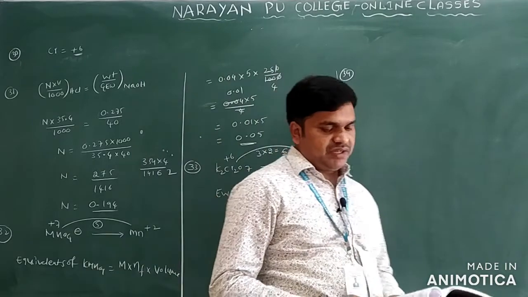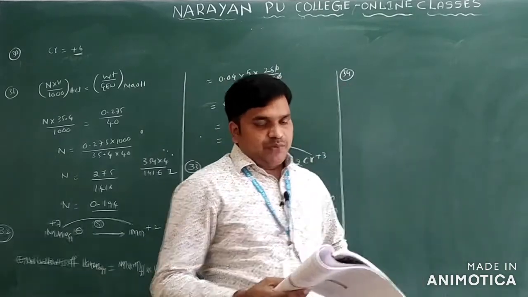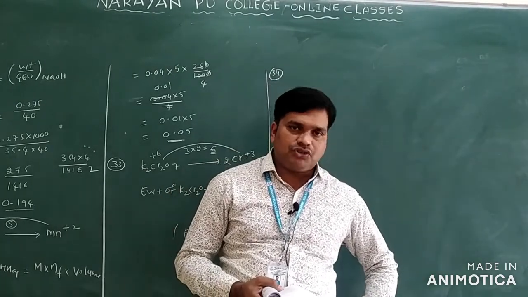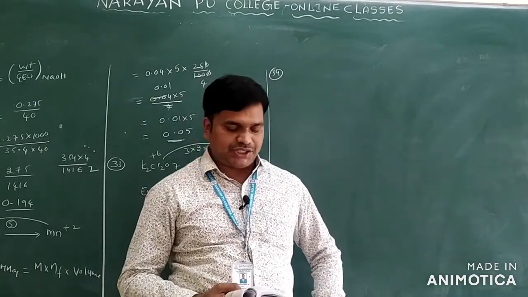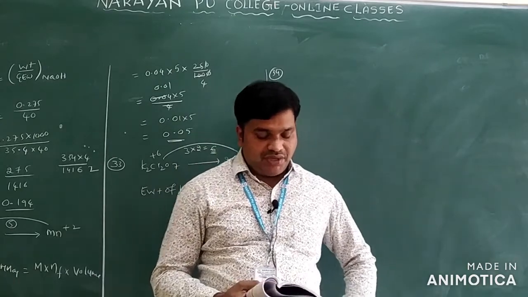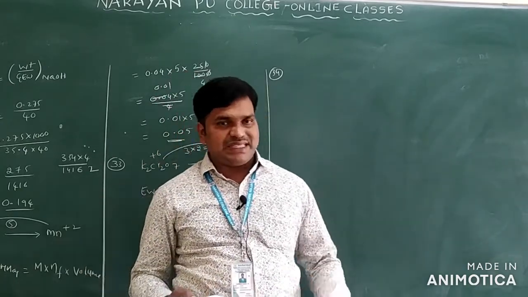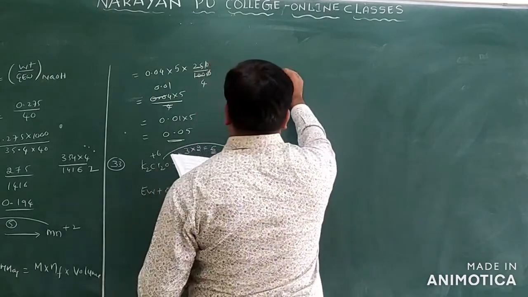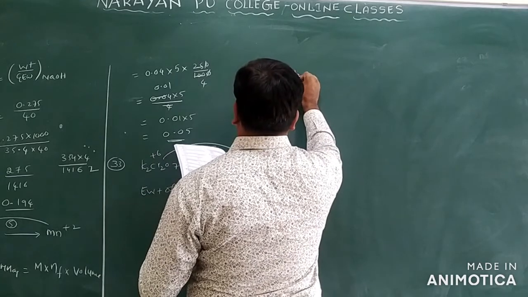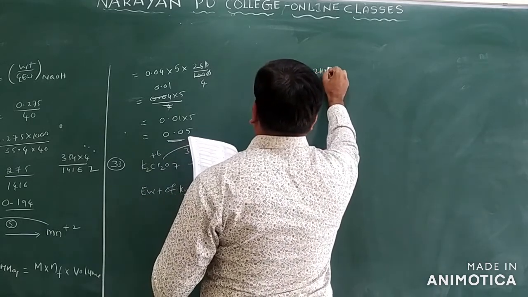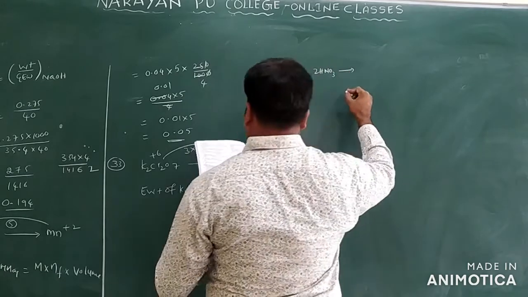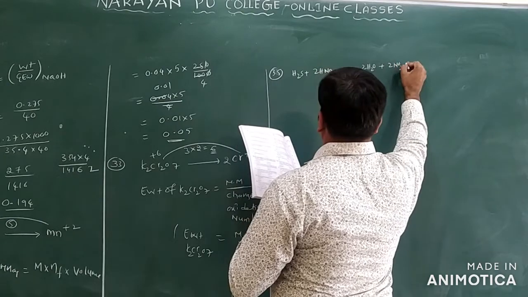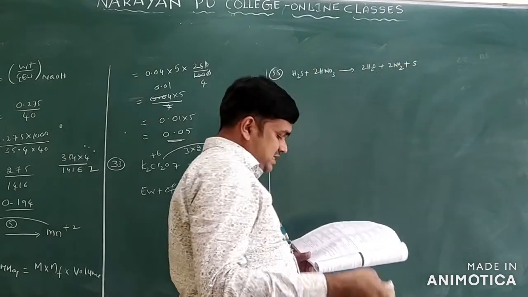Next, question number 34, a direct question only. The process in which oxidation number increases is called oxidation. If it decreases, it is called reduction only. Now question number 35. In the equation, H2S plus 2HNO3 gives rise to 2H2O plus 2NO2 plus S only. This is the equation.